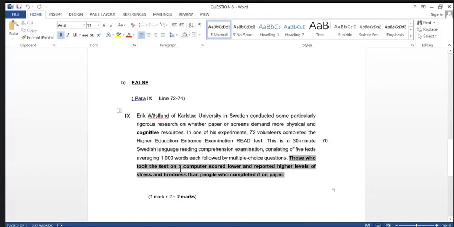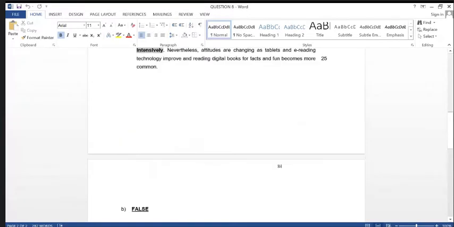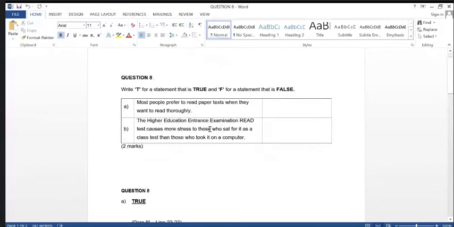Those who took the test on a computer, original use the word on a computer, scored lower and reported higher levels of stress. Siapa yang higher level? The one that did the test on computer, compared to, sebab dia kata then, people who completed it on paper. But if you look at the statement in this particular question, the higher education entrance examination test causes more stress to those who sat for it as a class test.